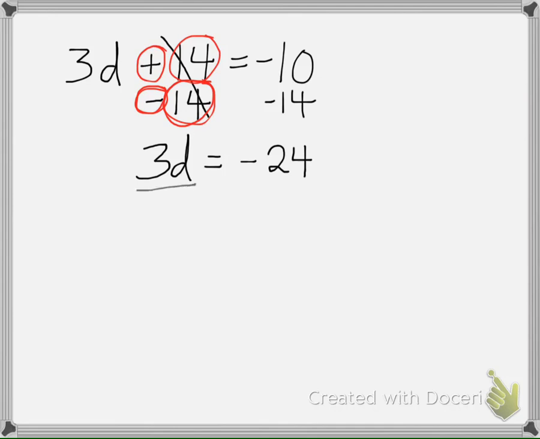I'm going to divide, because it's multiplication. So I'm going to divide by 3 and divide by 3 on the opposite side. The 3's cancel out, leaving me with d. And negative 24 divided by 3 is negative 8.